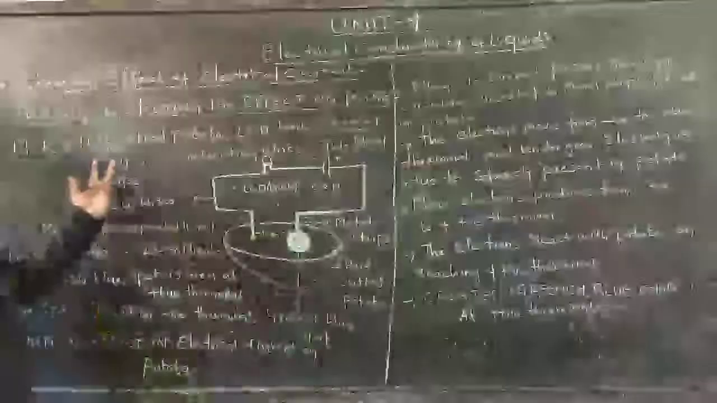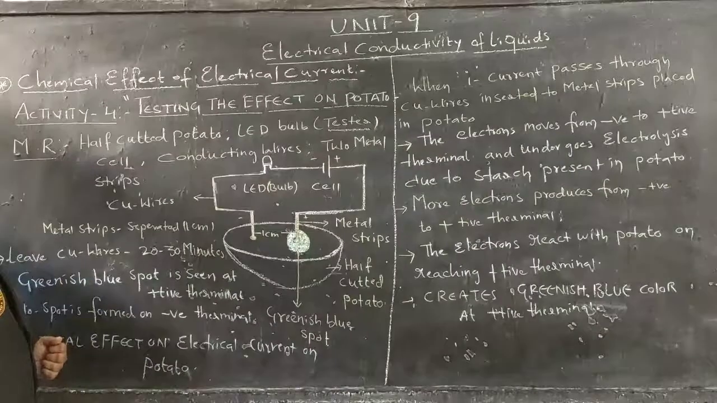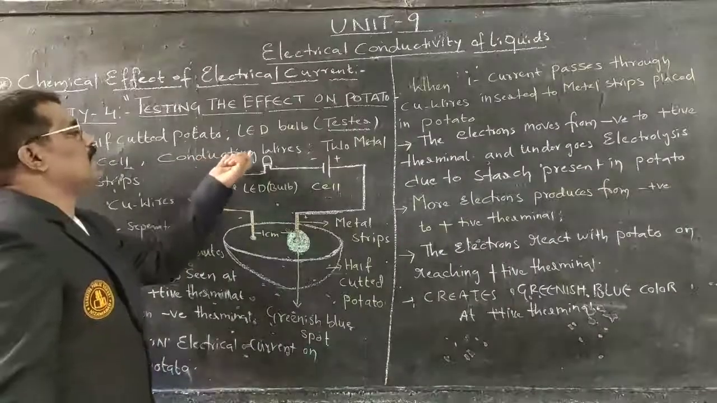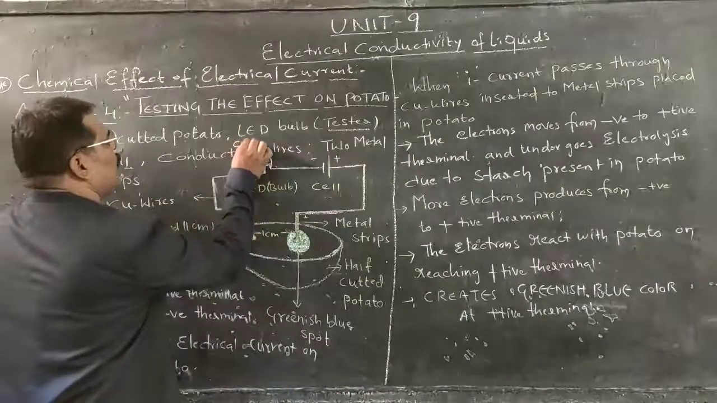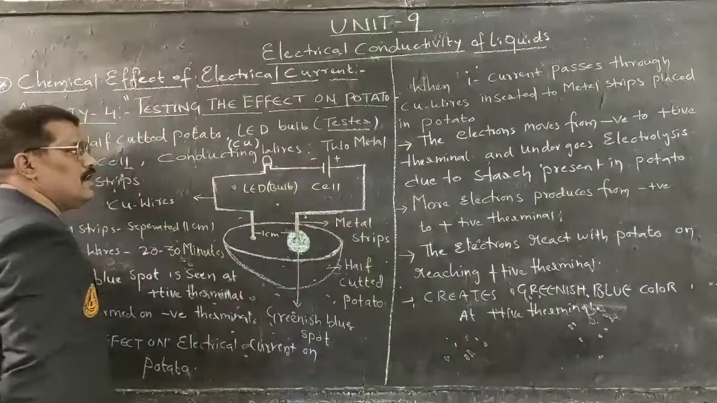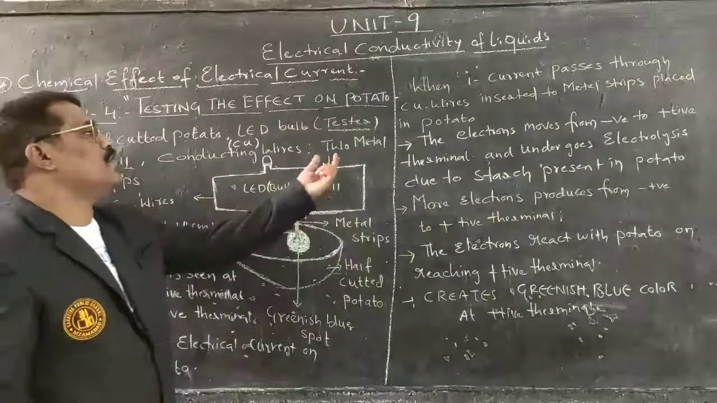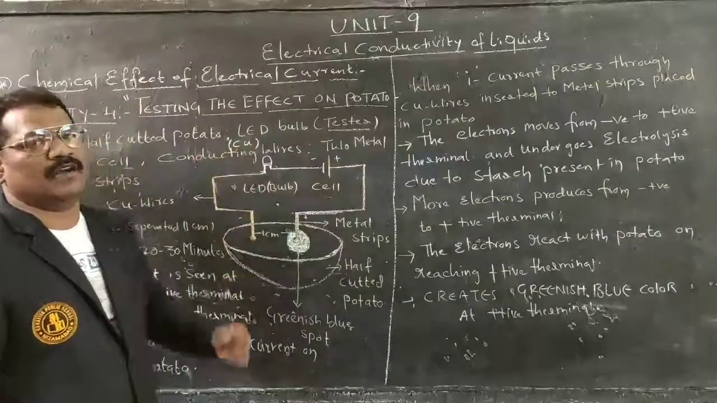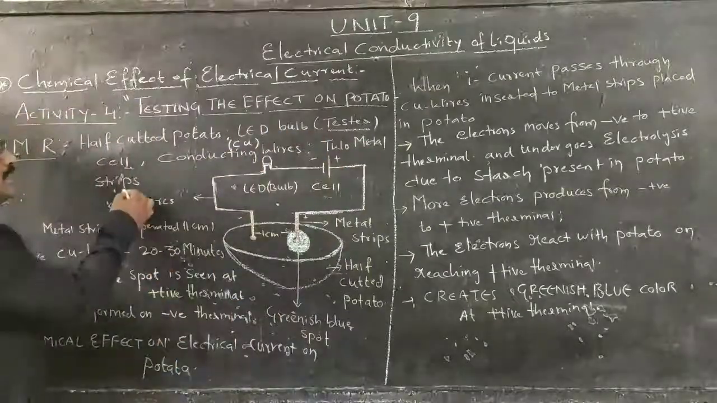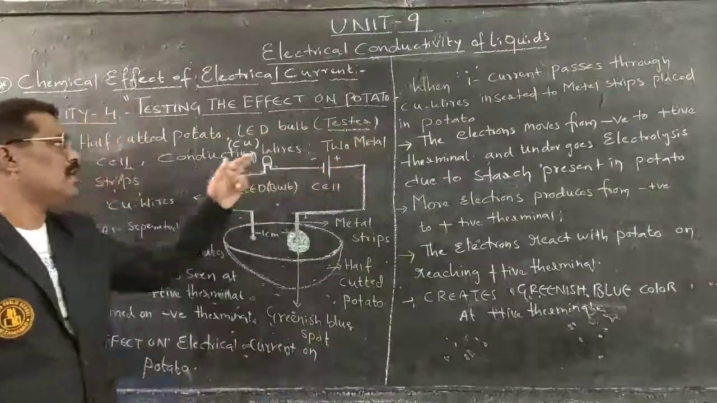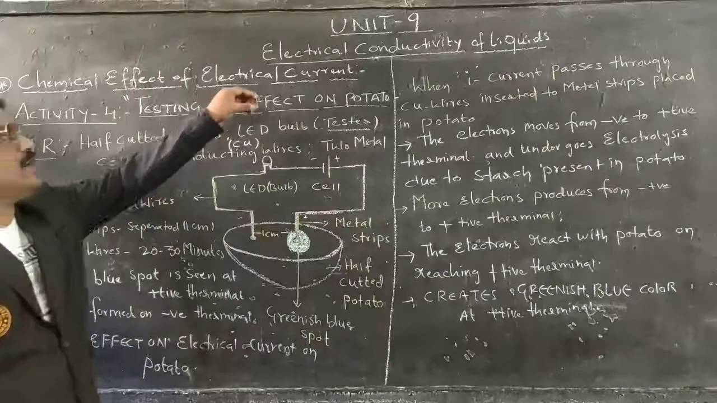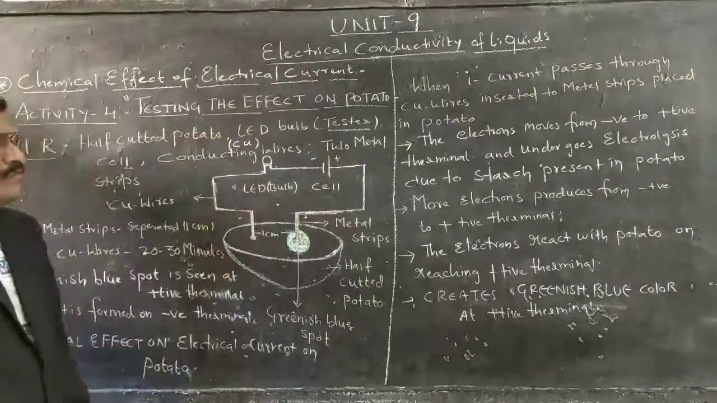Next is a cell, which we are using. And I have taken conducting wires. These conducting wires are made of copper wire. Then afterwards, I have taken two metal strips. These are all the materials required to perform this particular activity.